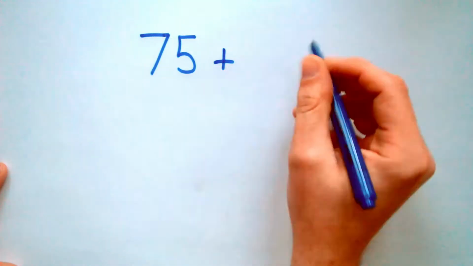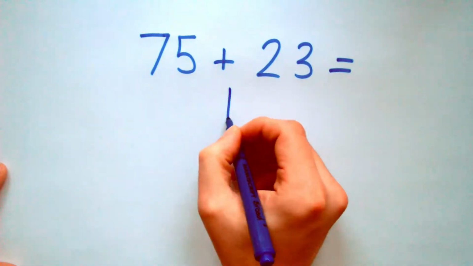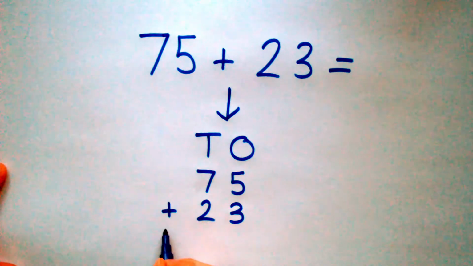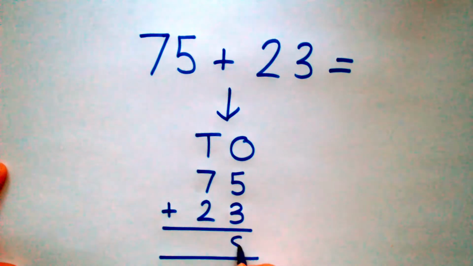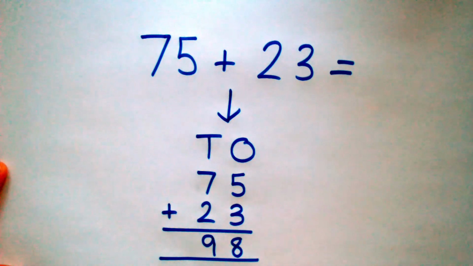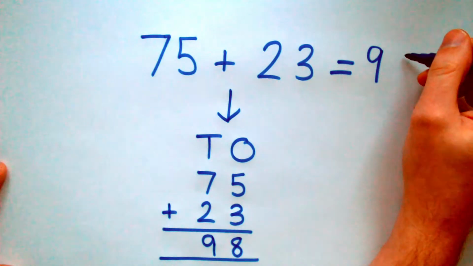In this example, we're using slightly higher numbers. However, if you lay them out as in the previous question, we can get the answer quite easily. So we start with the ones and add downwards, move on to the tens, add downwards, and we have our answer underneath, which in this case is 98.